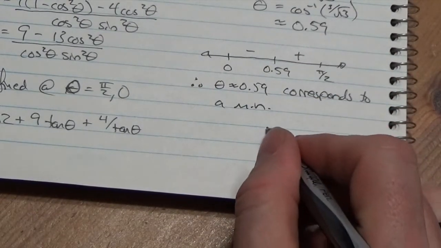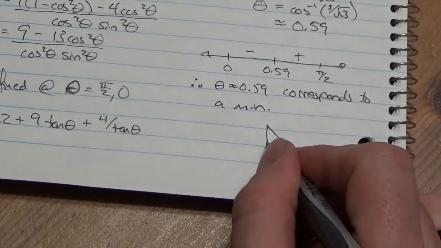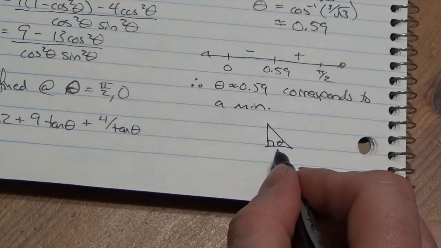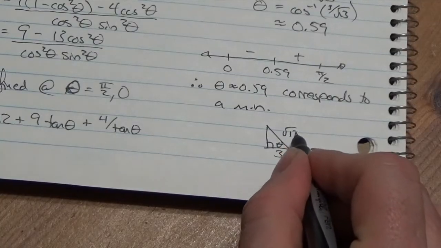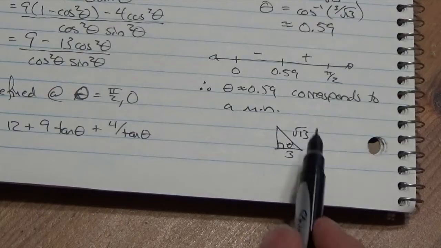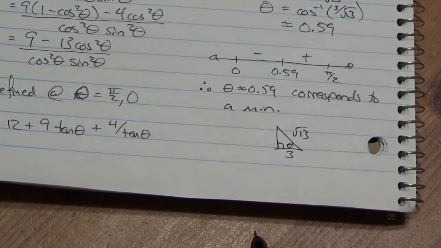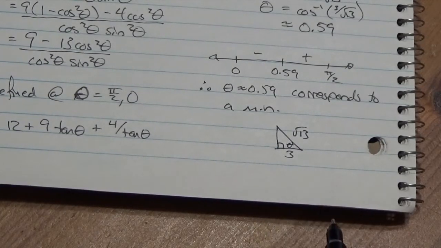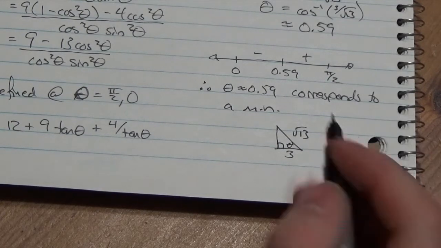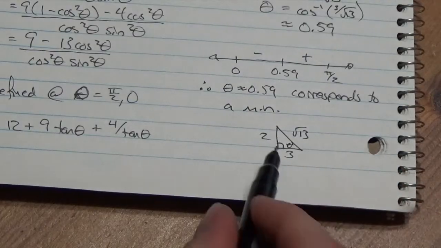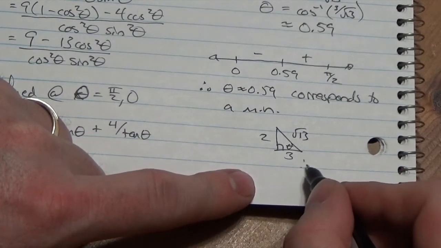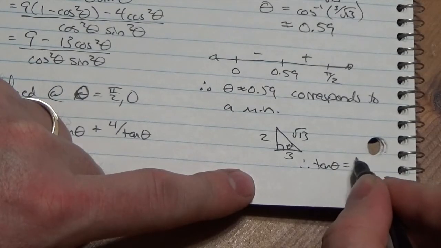If I've got a triangle here, and here's my theta, and I know that my cosine here is going to be 3 over root 13, well, let's just do a little bit of math here. Root 13 squared is 13. 3 squared is 9. 13 minus 9 is 4, and the square root of 4 is 2. So just using the Pythagorean theorem, I get that the opposite side is 2, and so therefore I know that the tangent of theta is going to equal 2/3.